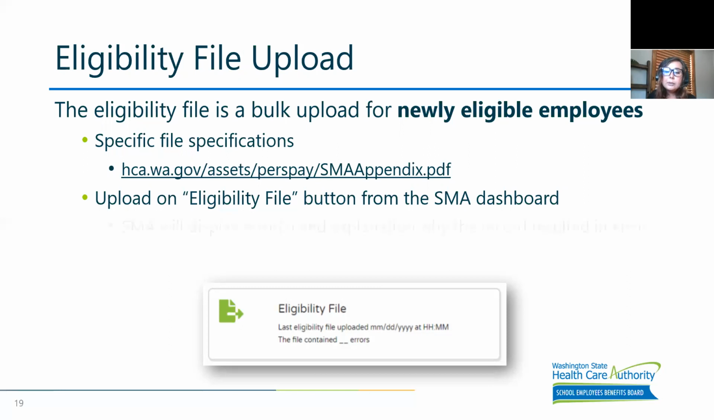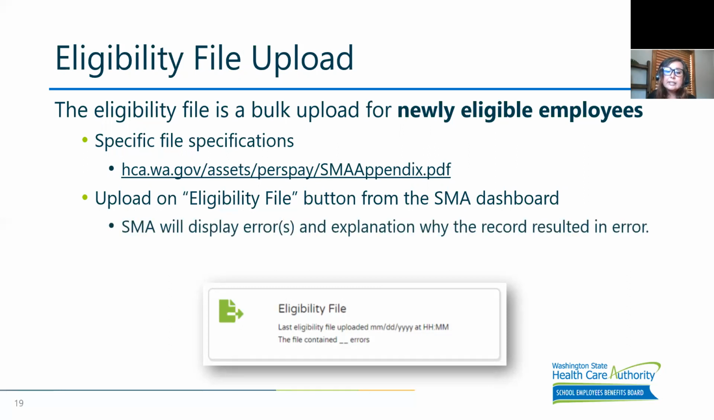Now, if you are uploading this and if an error occurs, SEBB account will display these errors with an explanation on why this record resulted in an error. Another thing that I want to point out is that it's really important that you do not enter employees who are already entered in the SEBB account. And the reason for that is because SEBB account does not have a way to compare those who are already in SEBB account and those who are being uploaded via the eligibility file. So you run that risk of entering someone in there twice.